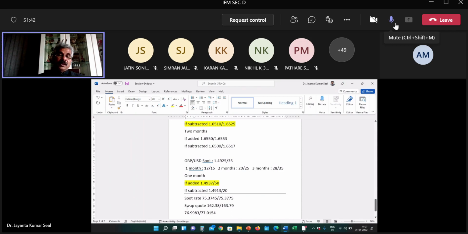So this is the spot rate and this is the swap quote. I told you swap quote will start from the last figure. 8 will be matched with 5, 3 with 4, 2 with 7, 6 with 3, 1 with 5. So 8 plus 5, 13, 3 carry 1. 3 plus 1, 4, 4 plus 4, 8. Then 2 plus 7, 9. 6 plus 3, 9. 5 plus 1, 6, and then 7.